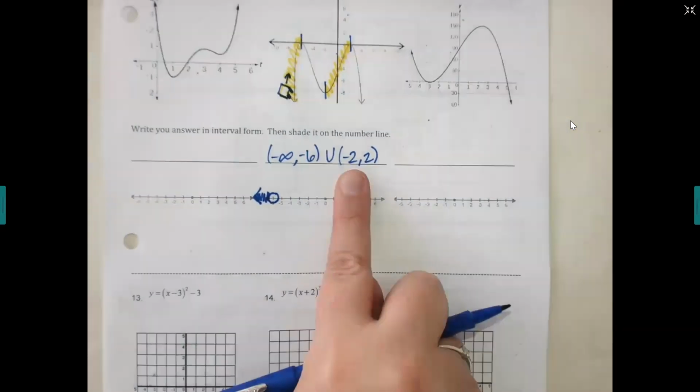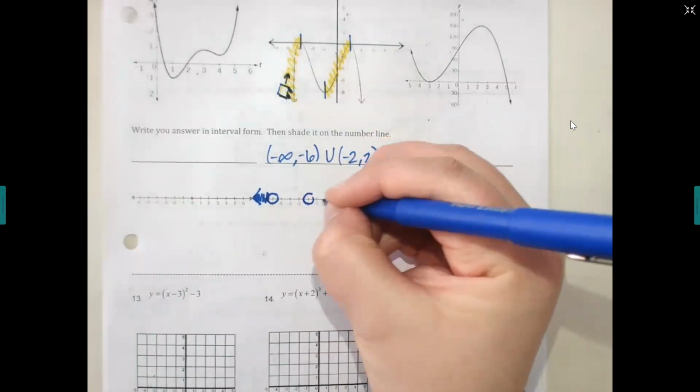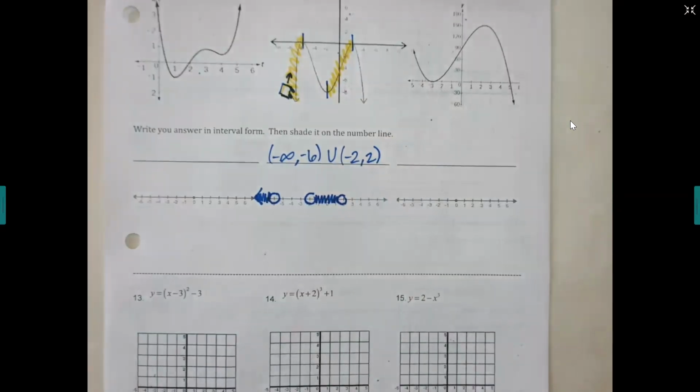Then if I want to shade -2 to 2, just like we did on the first day of class, you would just shade between them. So rather than asking you to put your increasing in interval form like we've done the whole year, they're gonna give you a number line and you're gonna have to shade the pieces of the graph that you're talking about. So we did cover this, but instead of writing your answer like this, you're gonna shade it on a number line. Questions on that?